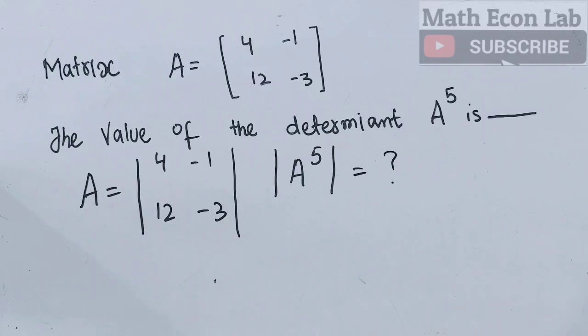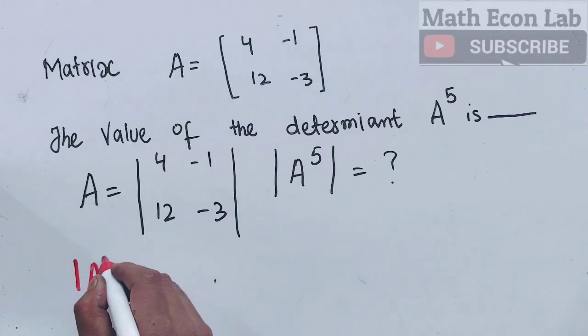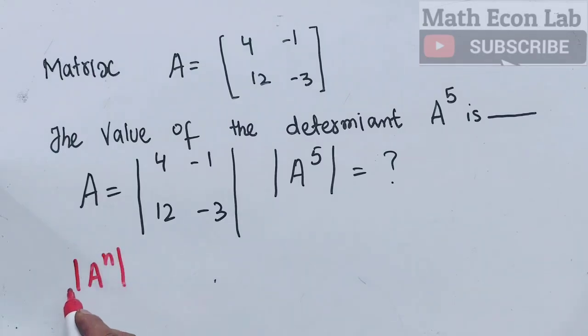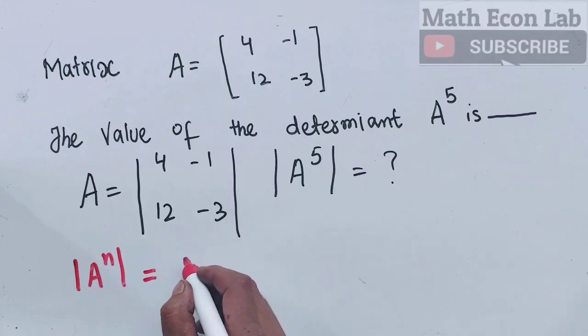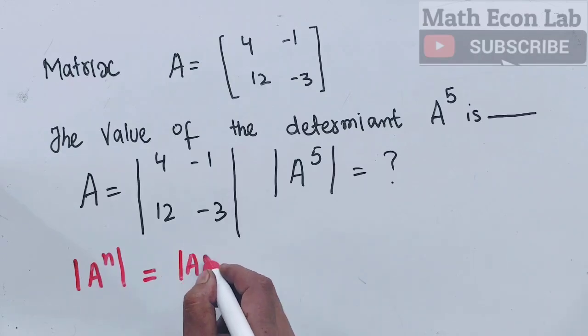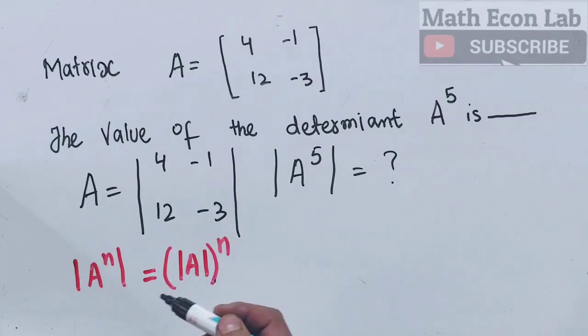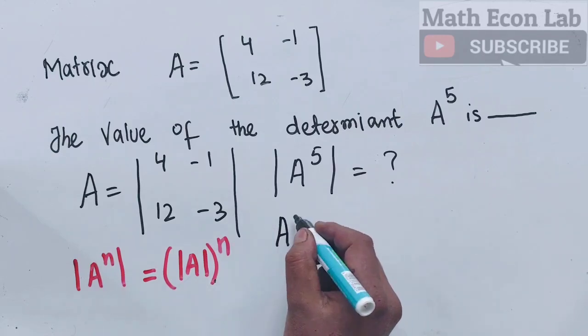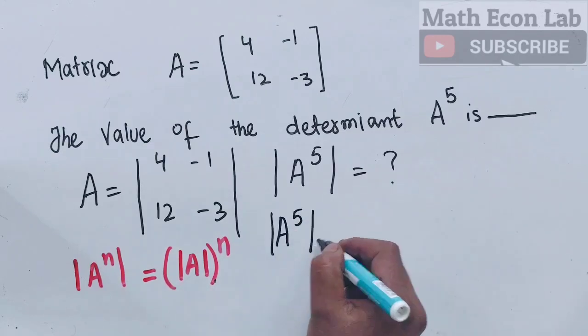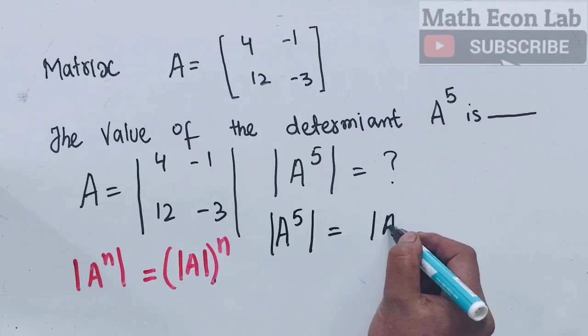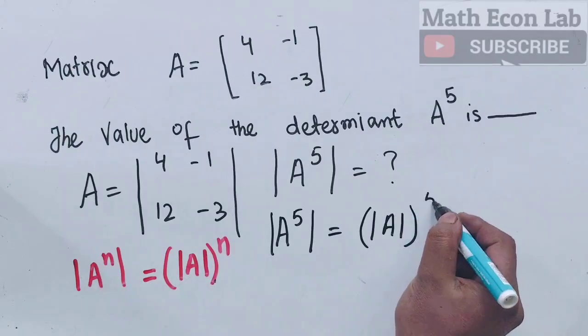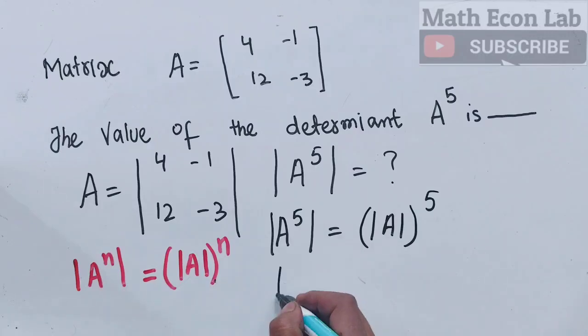Now, one of the properties of determinants is that the determinant of A raised to power n is in fact equal to the determinant of A, whole raised to power n. By this what we mean? We have A raised to power 5. It can be written as the determinant of A whole raised to power 5. So let's first find out the determinant of A.